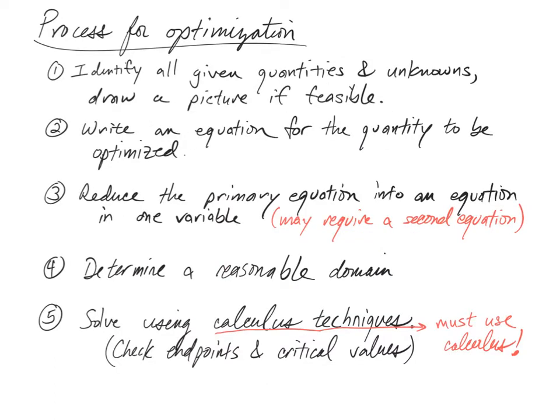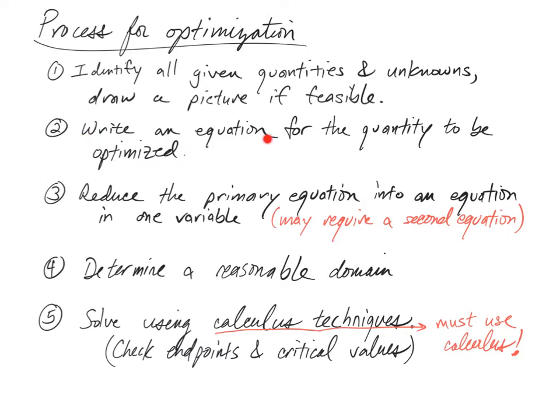The process for optimization can be summed up in 5 little steps. The first of which is to identify all given quantities and unknowns. And in that first step, you also want to draw a picture if it's feasible. In some cases, it might be a little difficult to draw a picture of whatever scenario you're given. But if you can draw a picture, pictures always help. That's my opinion, but they always help for me.